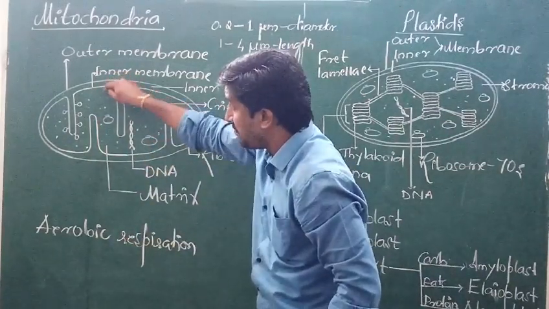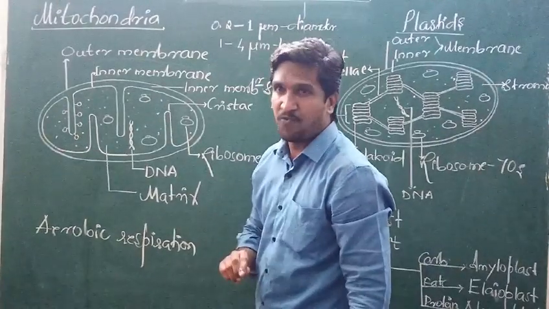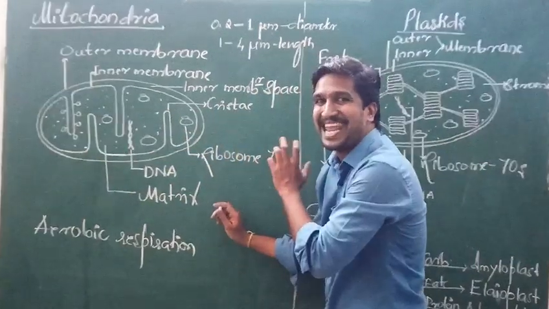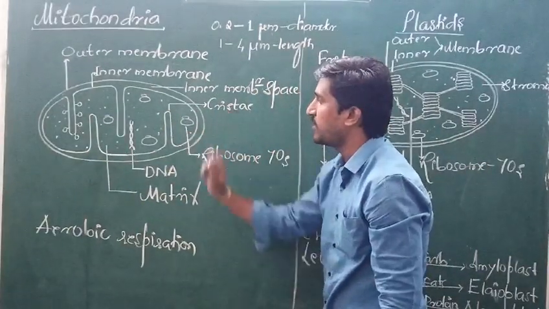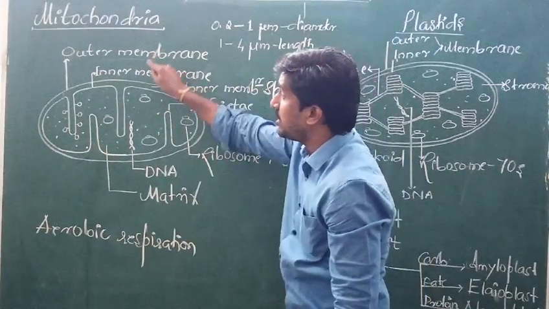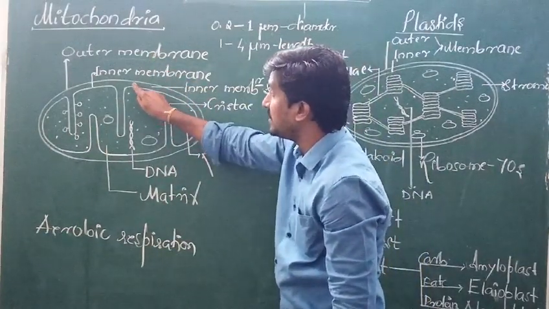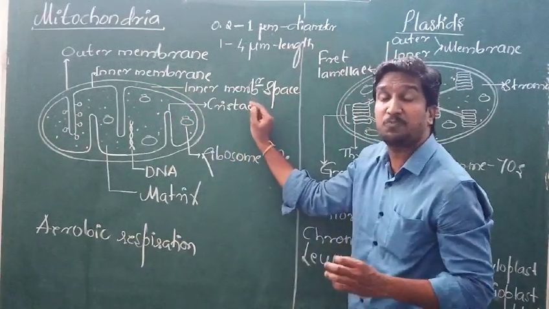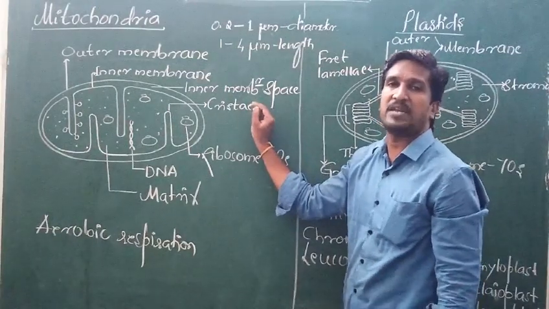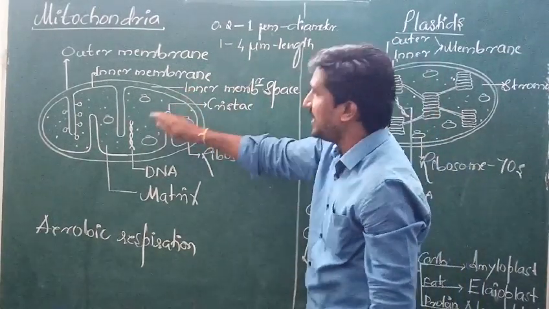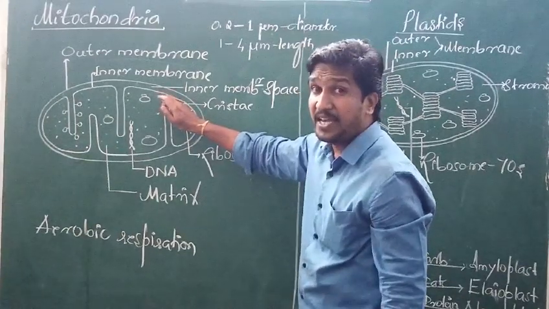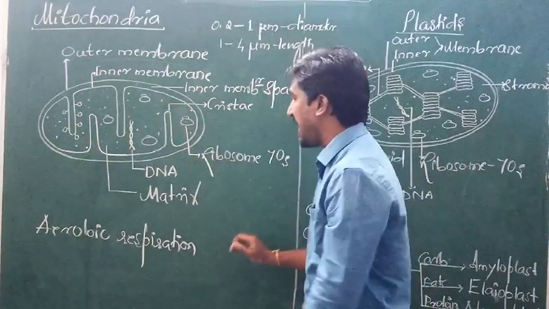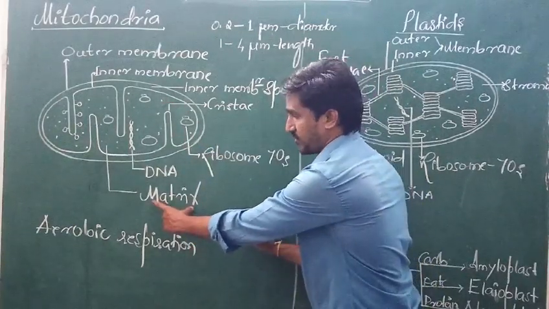The inner fold of the inner mitochondrial membrane forms finger-like projections that are called cristae. In between the outer membrane and inner membrane there is a space, that space is called the inner mitochondrial space, also called the inner membrane space. And inside this inner membrane there is a cytoplasm-like material that is called the matrix.